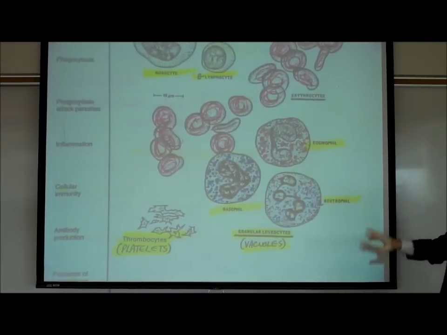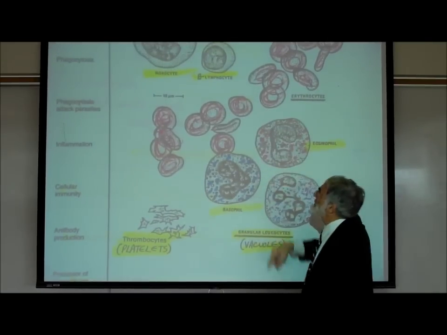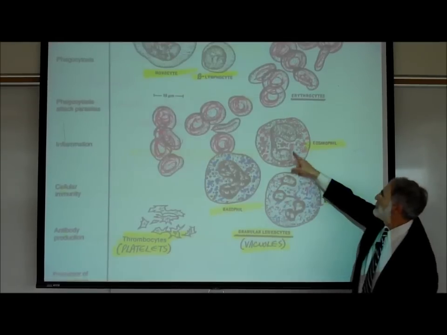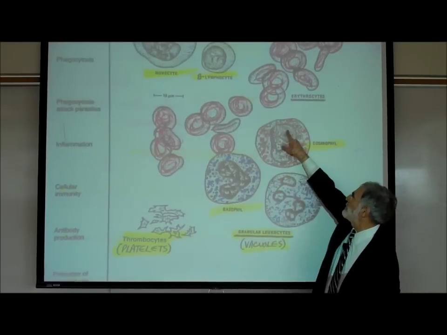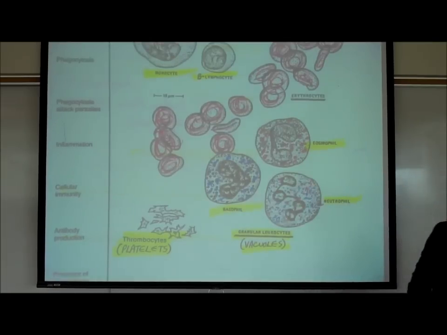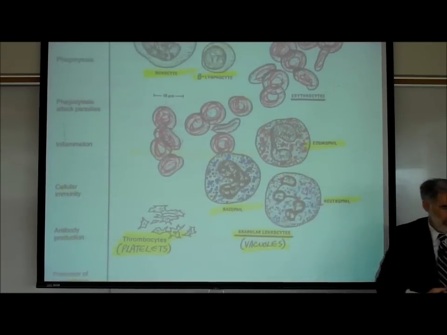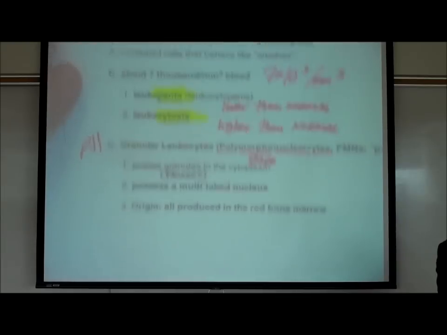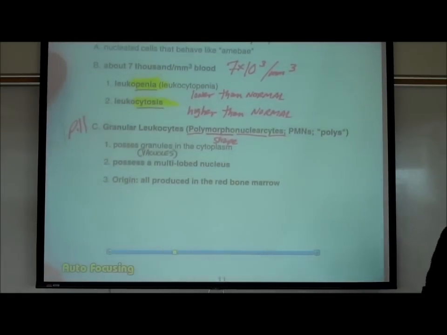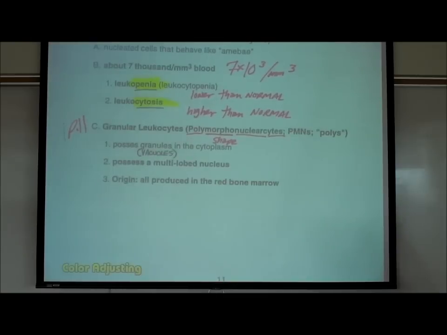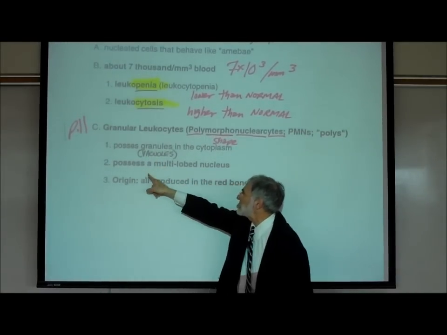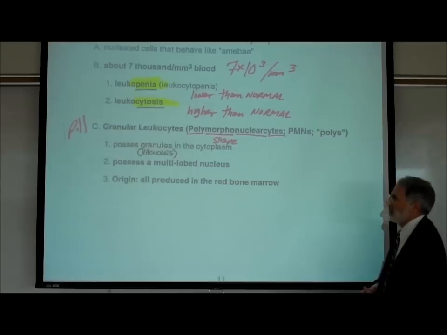granular. Now another interesting thing about the granular leukocytes is they have a weird looking nucleus. You'll notice that in all three, their nucleus is multi-lobed. It's not a simple round nucleus. It's very strange. It's a multiple lobed nucleus. So on page 11, let's speak first about the granular leukocytes. And I wrote that they have granules in their cytoplasm, which are really vacuoles, and they possess a multi-lobed nucleus.